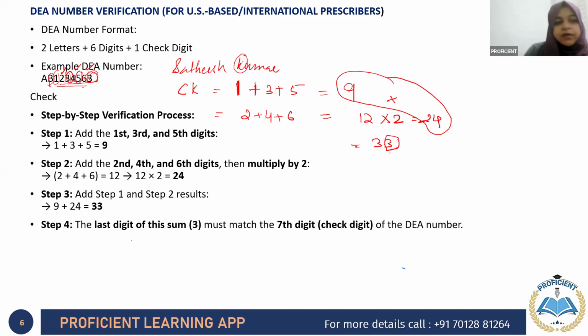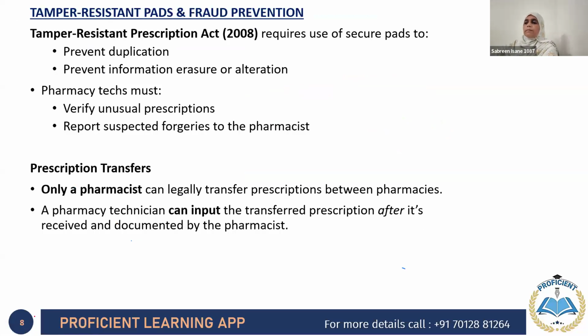Clear? What did we do? We took the odd numbers first and added them, and then we took the even numbers, added them and multiplied by 2, and we got 24. Whatever answer you get in the first and second case, you add those two up. Now, whatever answer you get, the last digit should be the last number of the DEA number. Here we got 33, and it's 3 and 3, so this DEA number is correct. So that is your DEA number.